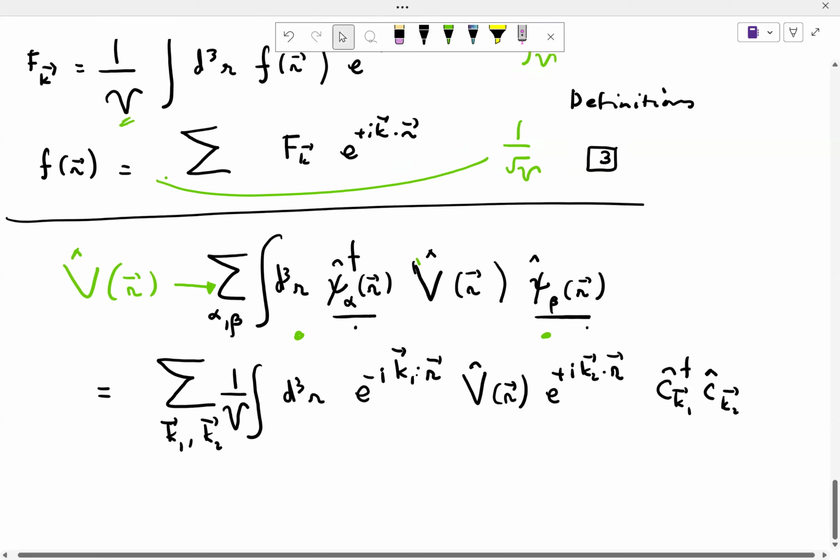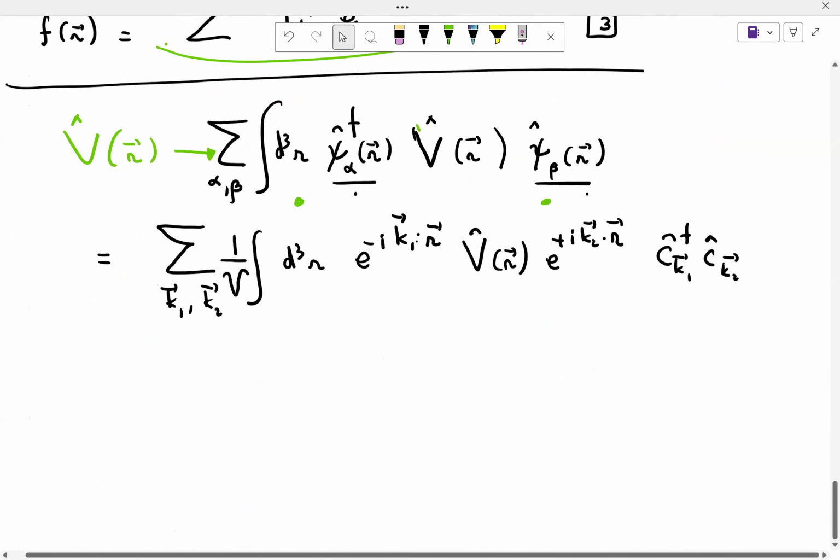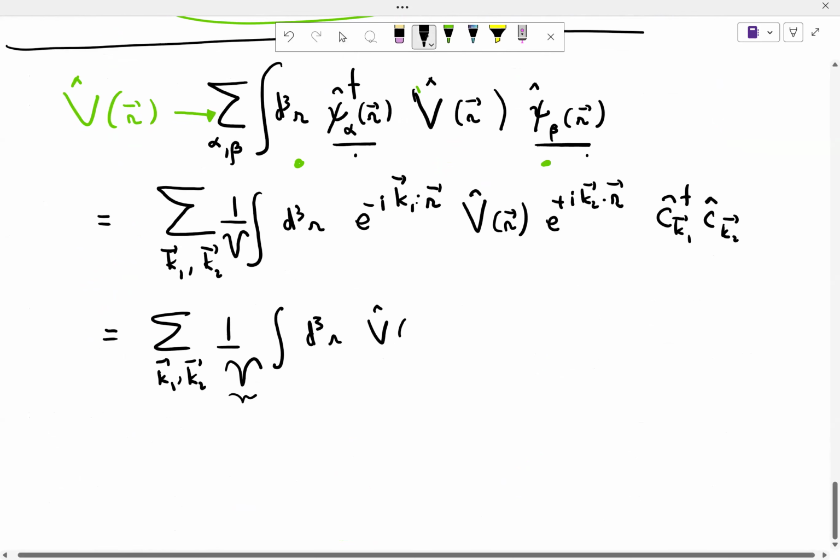Okay, so this is just inserting the definition of the field operators into the second quantization form. I can now write this as sum over k1, k2, 1 over V. This is the volume operator. So when I write V in the strange symbol, like a bird flying, this really means volume, physical volume, integral d cube r V(r) e to the minus i (k1 minus k2) dotted with r, c k1 dagger c k2.